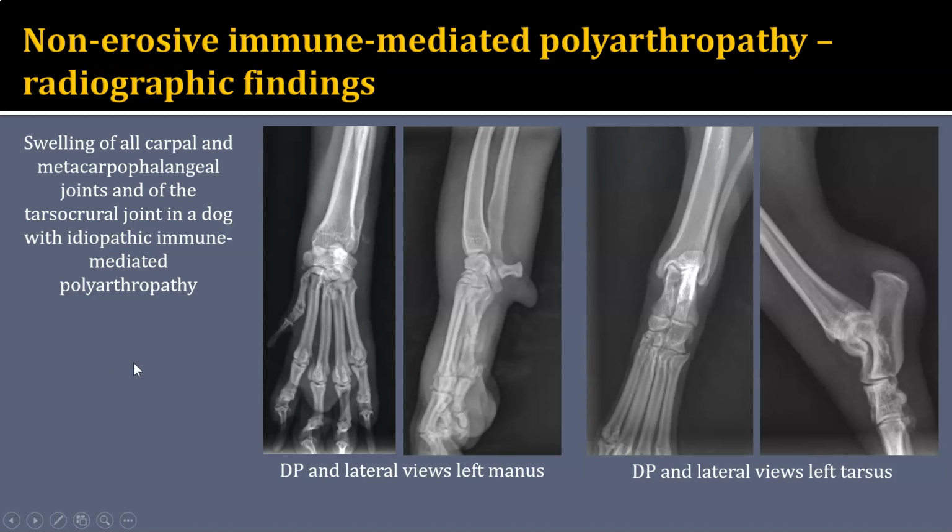with idiopathic immune-mediated polyarthropathy. So, of course, these patients, once we've diagnosed radiographically that we have multiple joint swellings without osseous changes, are going to need to go on and have further workup, which is going to include joint taps to look at cytology, and then some blood work to look for some of the underlying causes.